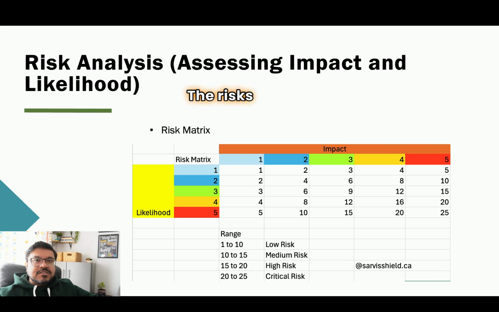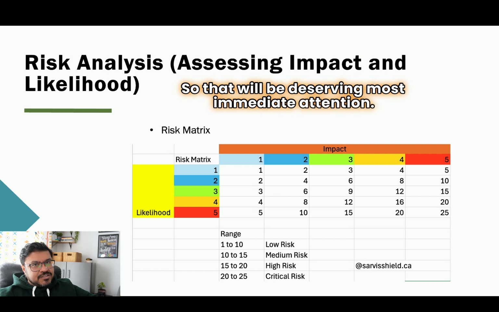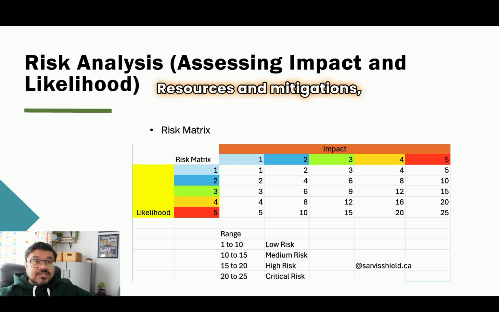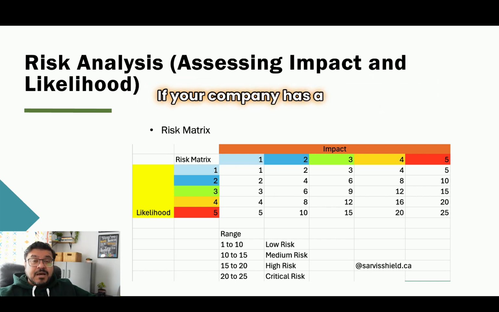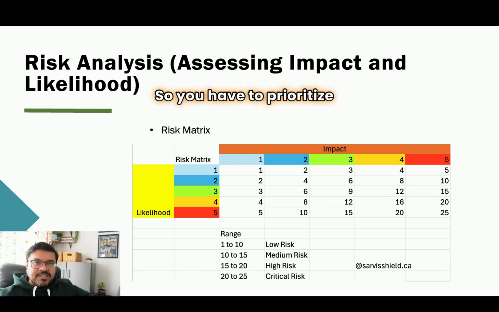The risks that are high usually represent a greater threat to the organization. So that will be deserving of most immediate attention, resources, and mitigations. Even the critical ones, if your company has a parameter as critical, that would be almost dangerous, right? So you have to prioritize accordingly.